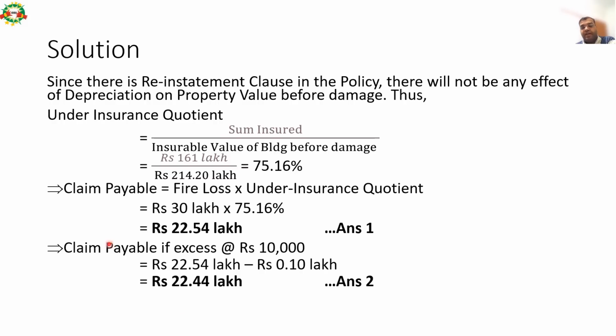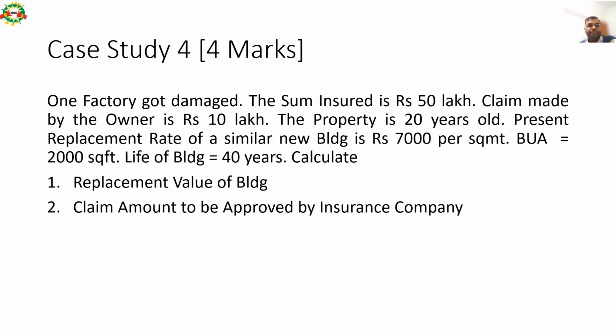So it is very important to get the right sum insured. Had this policy owner paid premium for an insurable value of up to 214.20 lakhs or 215 lakh rupees, he would have got the full claim. So this is very important. This shows the importance of calculation, why it is important to calculate a near accurate insurable value of the property.